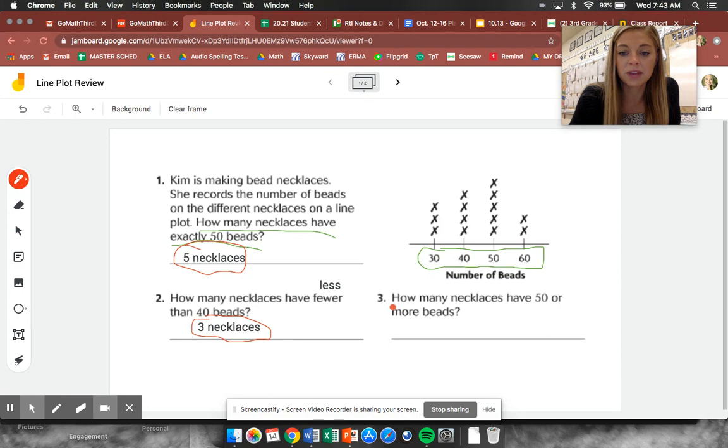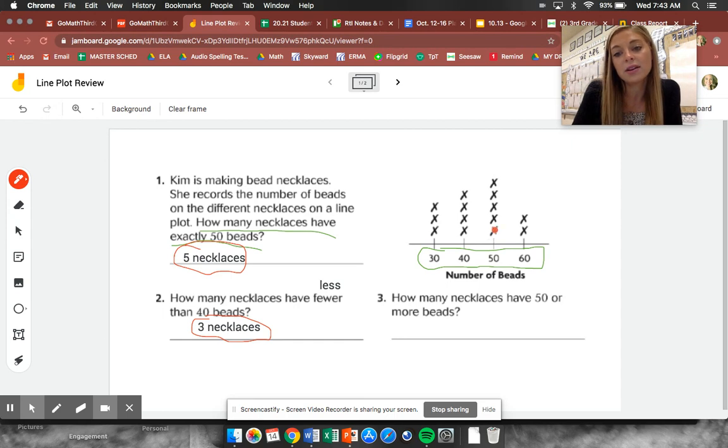And question number 3, how many necklaces have 50 or more beads? So 50 or more. So how many necklaces have 50 beads? And how many necklaces have more than 50 beads? So let's try to figure out how many necklaces have 50 beads. So 50 is right here. 50 is the number of beads. Let's count these X's to see how many necklaces have 50 or more beads.